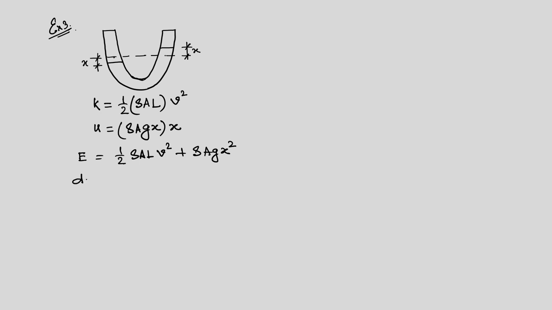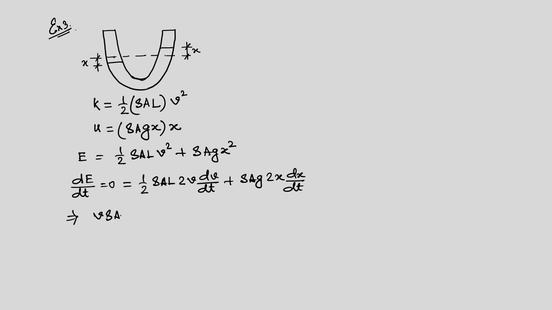Again, we follow the same strategy. So, differentiate this total energy with respect to time and equate it to 0. Obviously, in this case, what we have, half rho A L and then twice of V times dV dt plus rho A g twice x, then dx dt. So, if we then simplify, what we have, V times rho A times, then within third bracket we have L, that is the total length of the fluid, d2x/dt2 plus twice g times x is equal to 0.